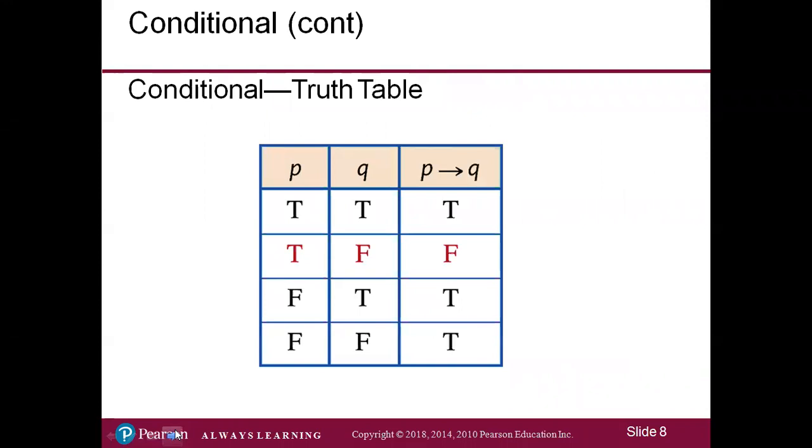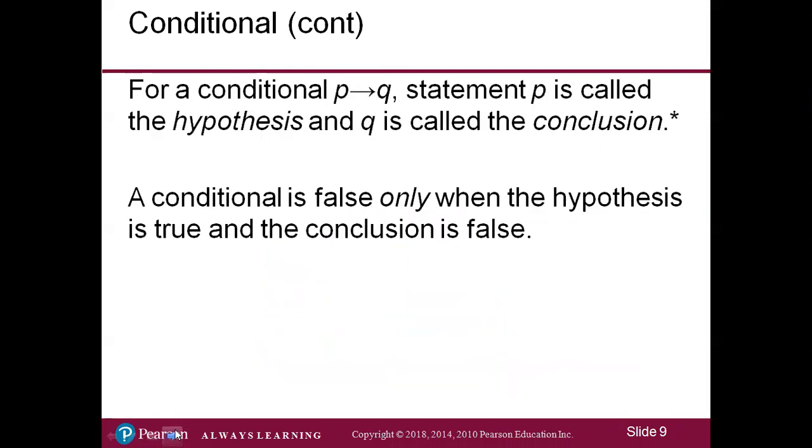The conditional's truth table. For a conditional statement, if P then Q, statement P is called the hypothesis and Q is called the conclusion.